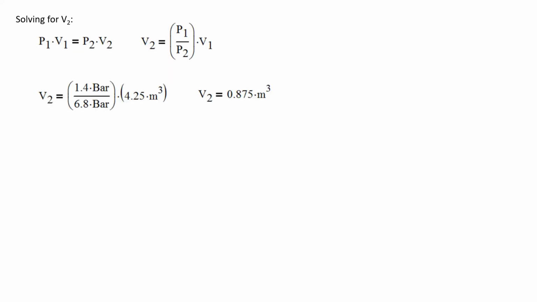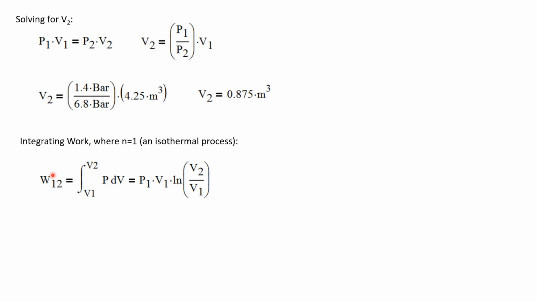So let's start with the equation for a polytropic process, PV to the n power, in this case n equals 1, or PV is equal to constant. We conclude from that P1 V1 is equal to P2 V2. And we can solve for V2. It's simply P1 over P2 times V1. Now we can put the values in. P1 is 1.4 bar, P2 is 6.8 bar, and V1 is 4.25 cubic meters. So this gives us a volume at state 2 of 0.875 cubic meters.